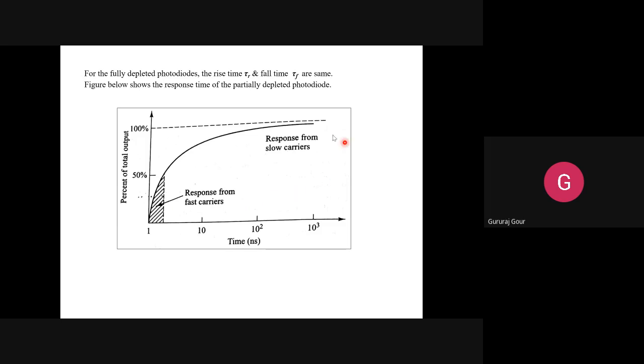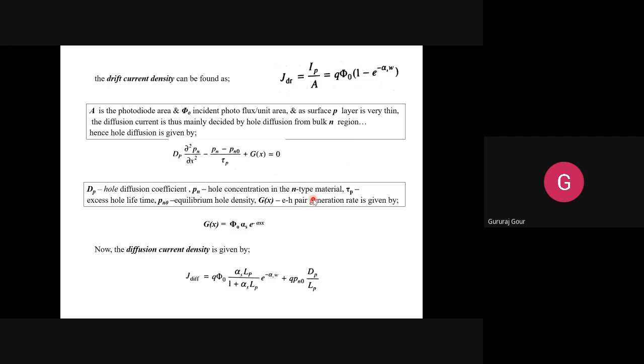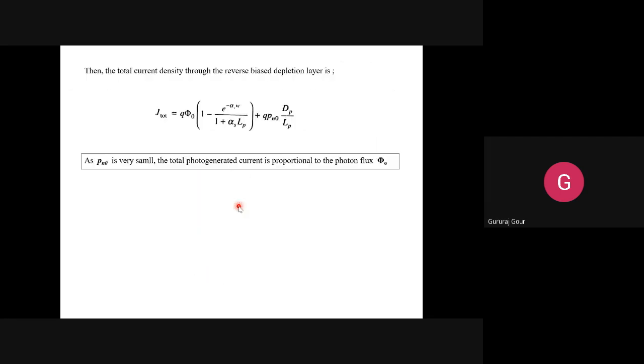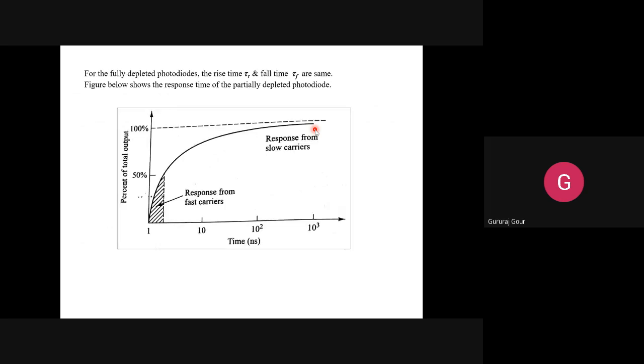Later, the slow carriers, that is the diffusion carriers, which are slowly diffusing in, will take more time, leading to the slow response, like this flattening of the curve. So this response entirely depends on the RC time constant of the diode and external circuitry.